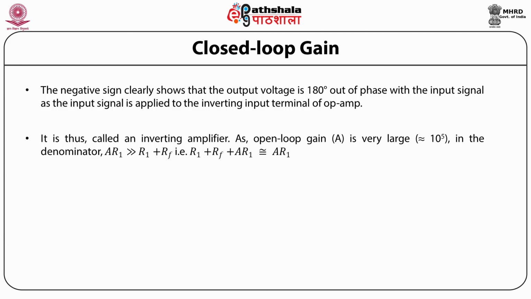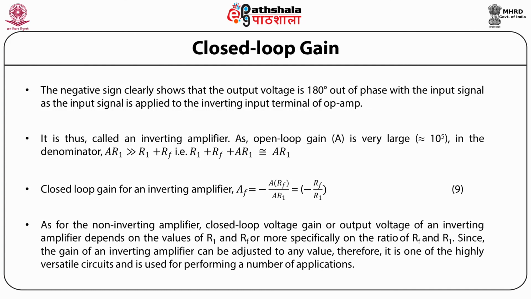As open loop gain A is very large, which is of the order of 10 raised to power 5, therefore in the denominator A times R1 will be much greater than R1 plus Rf. That is, R1 plus Rf plus AR1 will be approximately equal to AR1. So closed loop gain for an inverting amplifier, AF is equal to minus A times Rf by A times R1, which equals minus Rf upon R1.